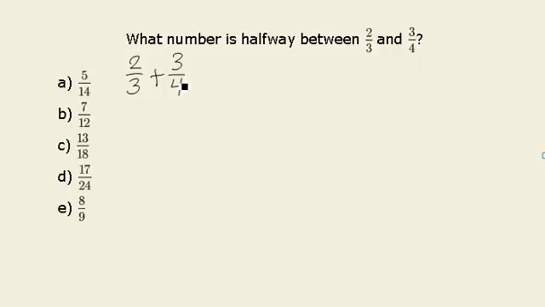To add fractions, you must have a common denominator. In order to get a common denominator, you must find the least common multiple of 3 and 4. This number is 12. You then multiply both the numerator and the denominator of each fraction by the factor that will get the denominator to equal 12. For 2/3, this number is 4 over 4, or 1. For 3/4, this number is 3 over 3.